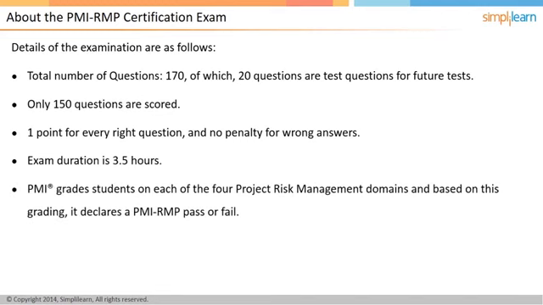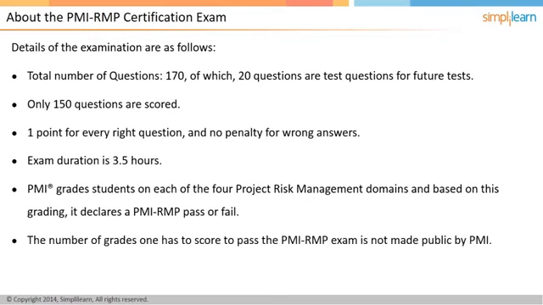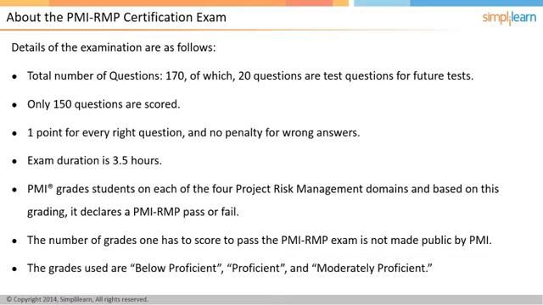PMI grades students on each of the 4 project risk management domains, and based on this grading, they declare a PMI RMP pass or fail. The number of grades one has to score to pass the PMI RMP exam is not made public by PMI. The grades used are below proficient, proficient, and moderately proficient in each of the 4 project risk management domains. We will continue our discussion on PMI RMP exam in the next screen.